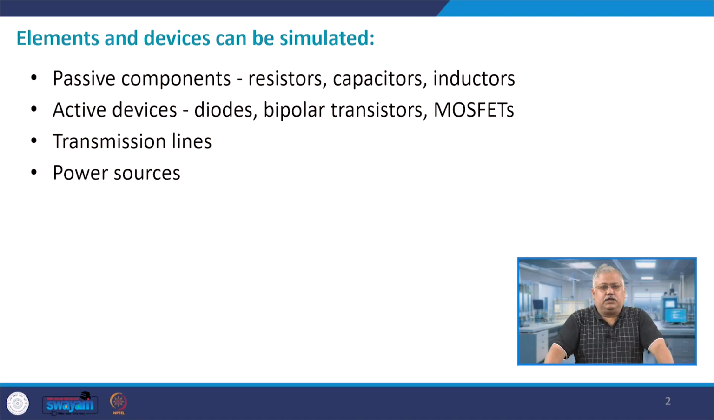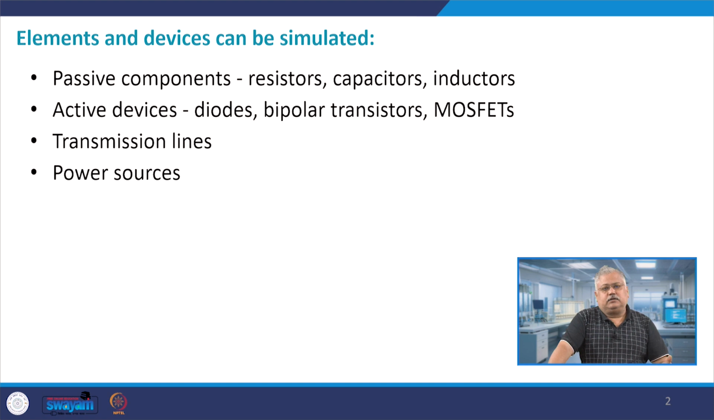So, in our previous lecture we had seen the basic idea of SPICE and how it recalls the model functions and tries to simulate them. Now, the types of devices that can be simulated on this platform are resistors, capacitors and inductors, which are passive elements, and active elements such as diodes, bipolar transistors and MOSFETs. Even transmission lines and power sources are used as simulated ones, right.